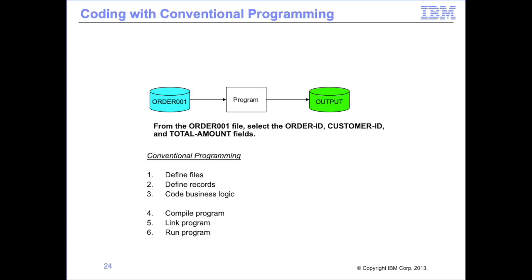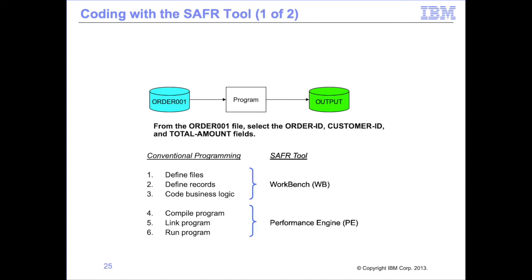If we were to code a conventional program, we would define the file attributes, define the record layouts, code the business logic, compile the program, link the program, and run the program. With the Saffir tool, the first three steps are performed in the Workbench, and the last three are performed for you by the Performance Engine.